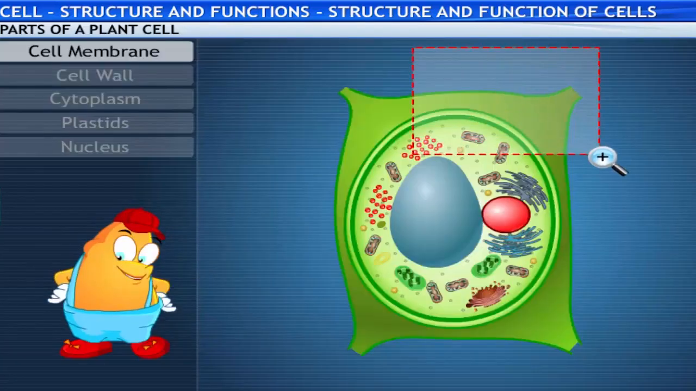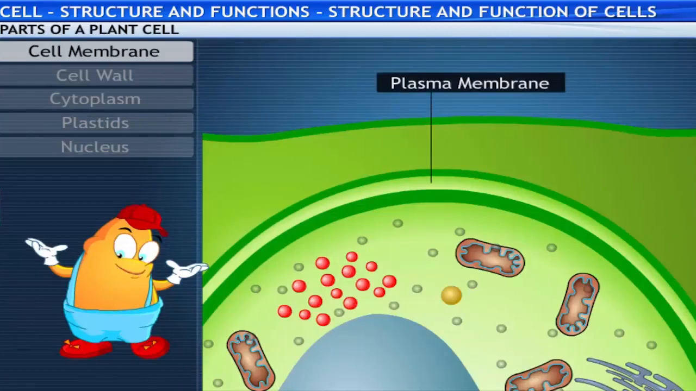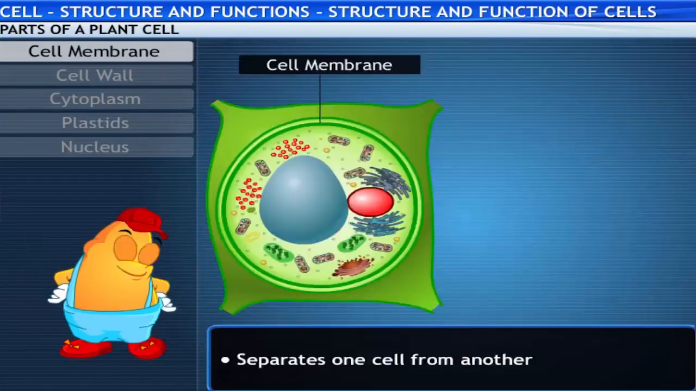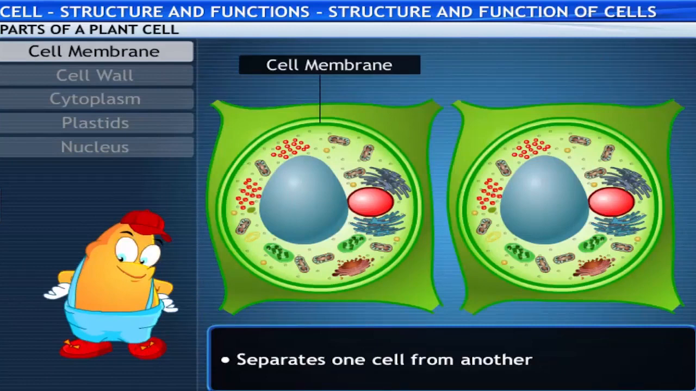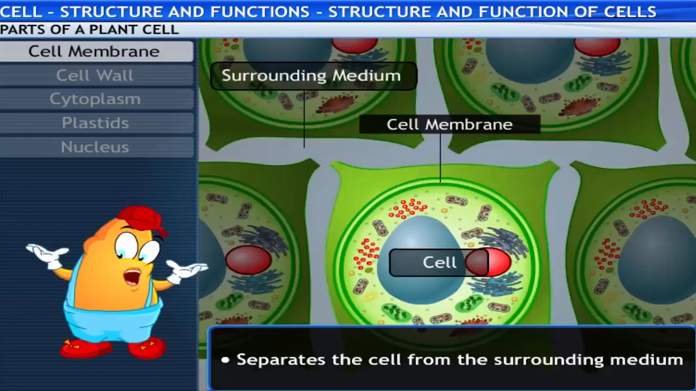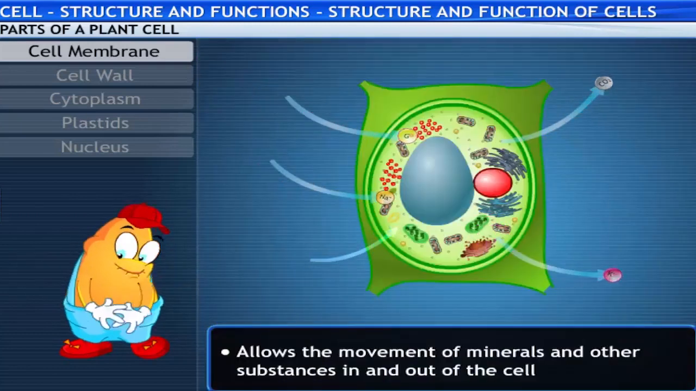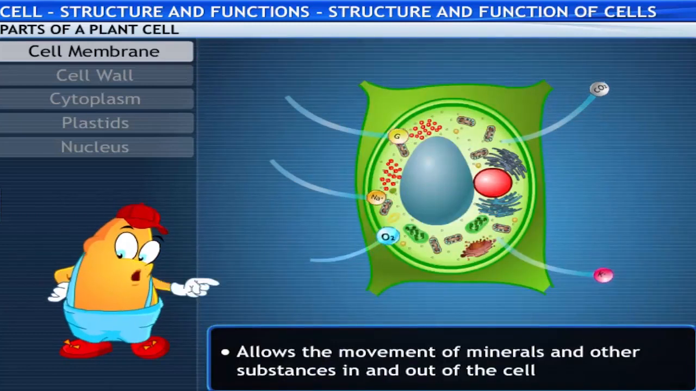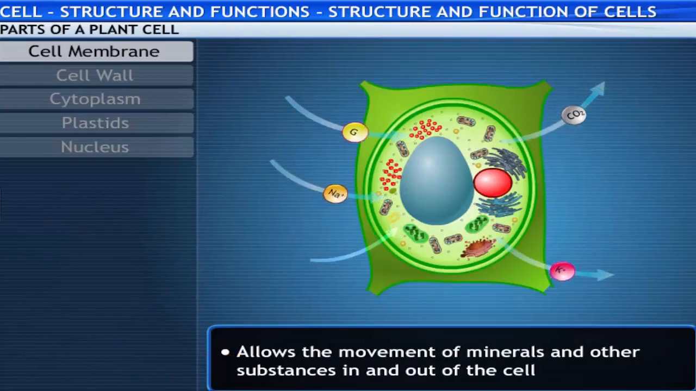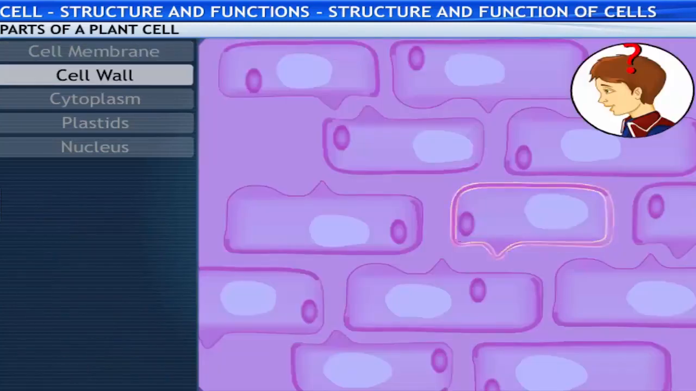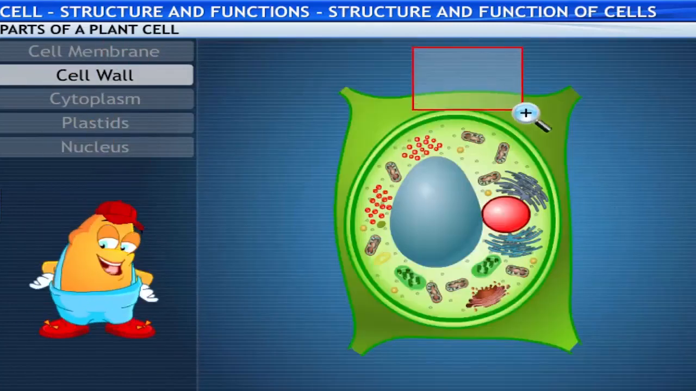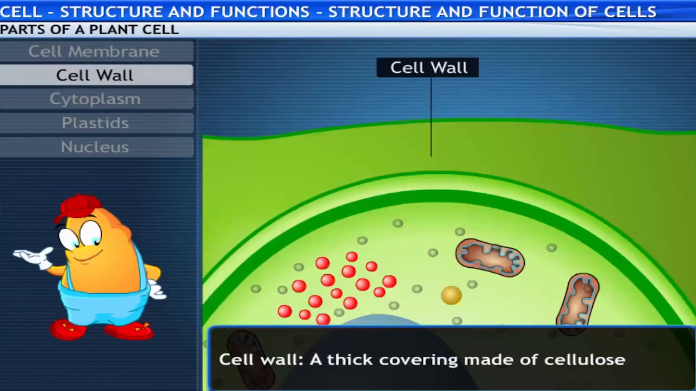The cell membrane, also called the plasma membrane, separates the cell from the surrounding medium and allows the movement of minerals and other substances in and out of the cell. I see a thick covering enclosing the cell. What's that? The outer thick layer is a cell wall made of cellulose.